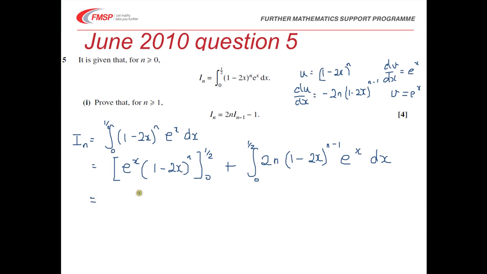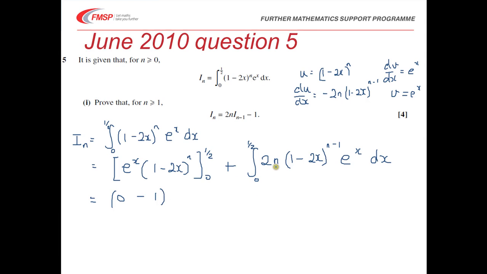So we can work this first bit out. So if x is equal to a half, then that term is going to be 0, so we would get 0. And then if x is equal to 0, we'll get e to the 0 times 1, which is just 1.